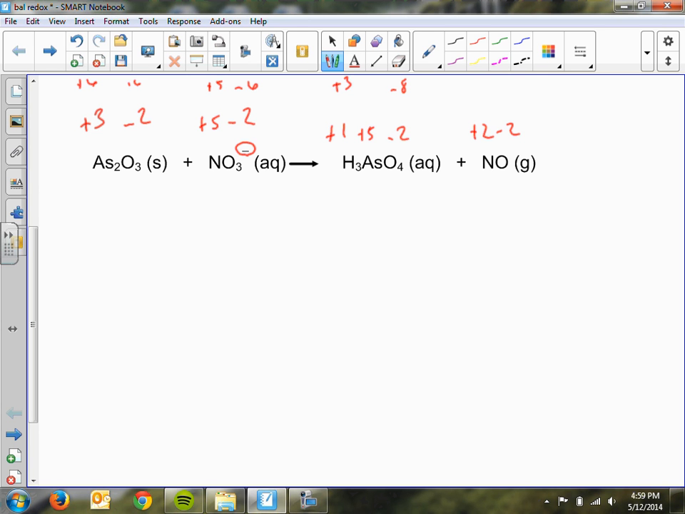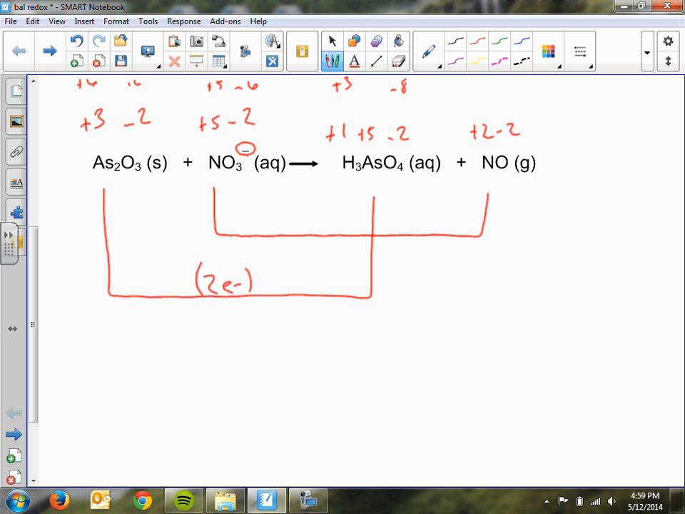We want to identify the elements that change oxidation numbers. Looks like the As changes by 2 electrons. And every nitrogen that goes from a reactant to a product changes by 3 electrons. The whole point is to make sure that your electrons are balanced. Well, you cannot have 2 electrons be lost if 3 are picked up. So to balance a 2 and a 3, the lowest common multiple is going to be 6 electrons. And to get 6, you need to have 2 of the nitrogen and 3 of the As.